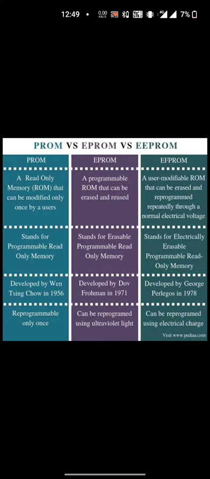So the first one is PROM. PROM stands for programmable read-only memory. So PROM is a read-only memory chip that can be written only once by a user. The difference between it and the read-only memory is that PROM is manufactured as a blank memory while the ROM is programmed during the manufacturing process.